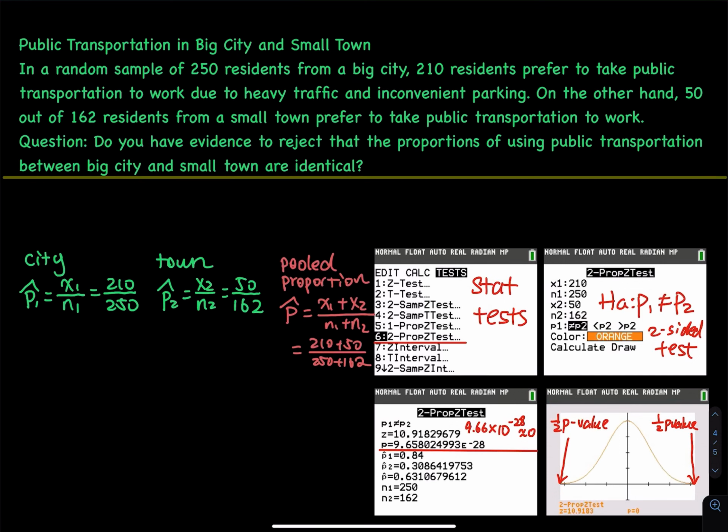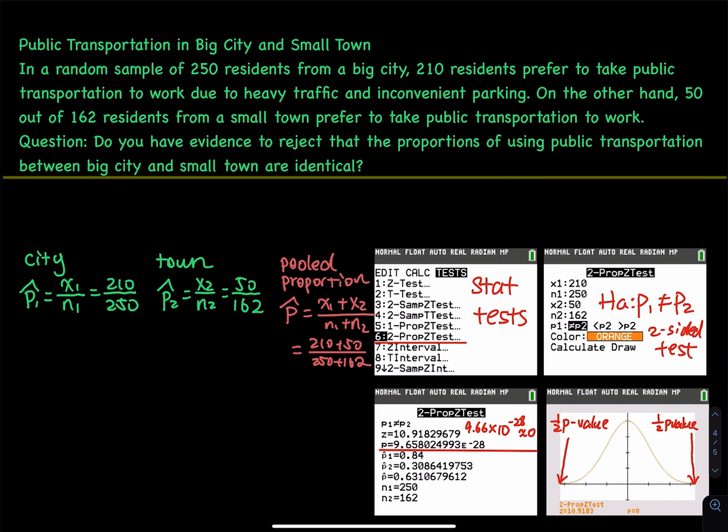Public transportation in big city and small town. In a random sample of 250 residents from a big city, 210 prefer to take public transportation to work due to heavy traffic and inconvenient parking. On the other hand, 52 out of 162 residents from a small town prefer to take public transportation to work.